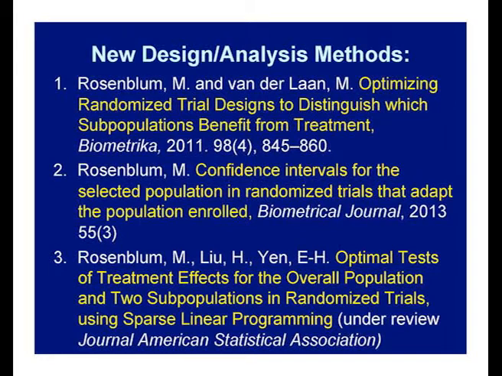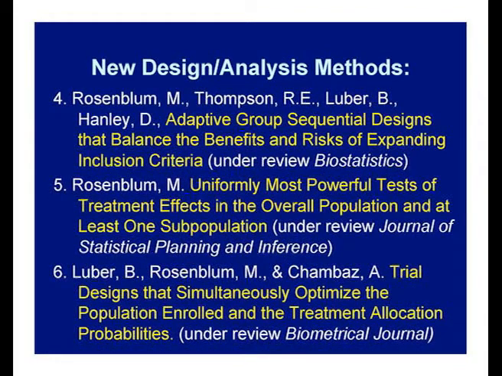So we give a solution to that using some methods in sparse linear programming and find optimal designs. And we show that actually there's some nice trade-offs. You could boost up your power for detecting subpopulation effects while only a little bit reducing power for detecting effects in the overall population. There's a pretty favorable trade-off. What I'll talk about today is adaptive group sequential designs that balance the benefits and risks of expanding inclusion criteria in a trial.